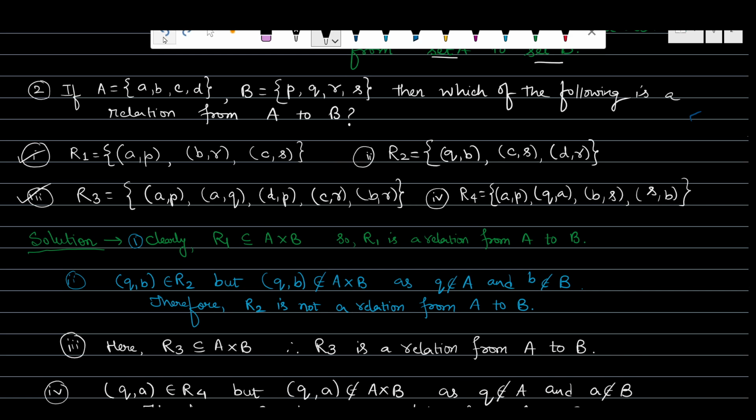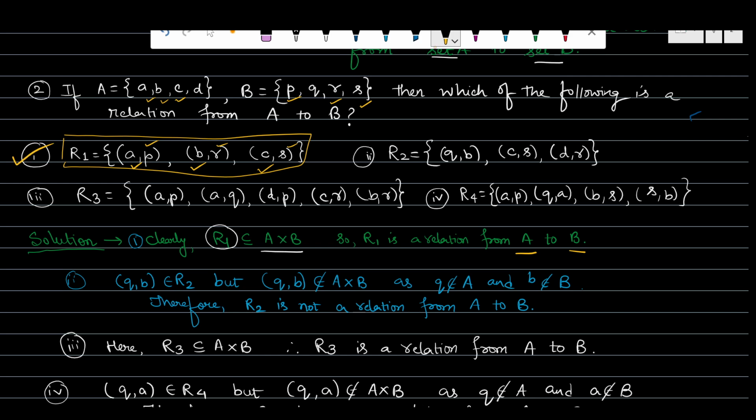So first let us check the R1, you may see that R1 is a subset of A cross B, because here the first element is from set A. a, b and c are from set A, and p, r and s are from set B. So this is a subset of A cross B. So clearly R1 is a subset of A cross B. So R1 is a relation from set A to set B. So first option is correct.